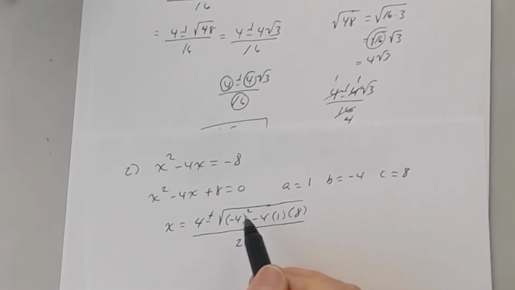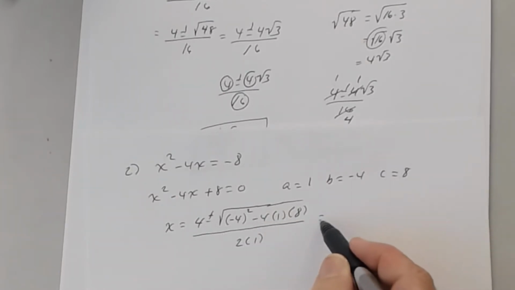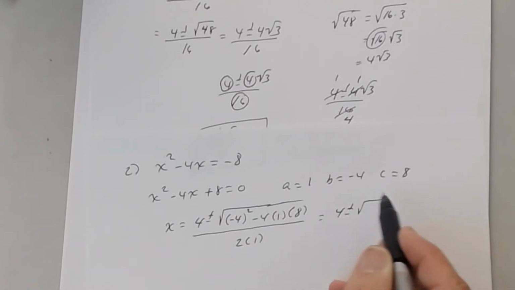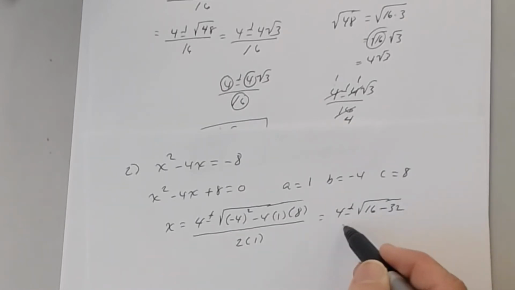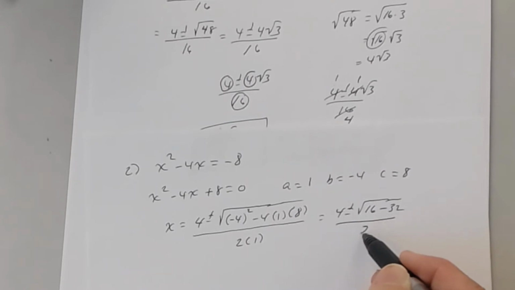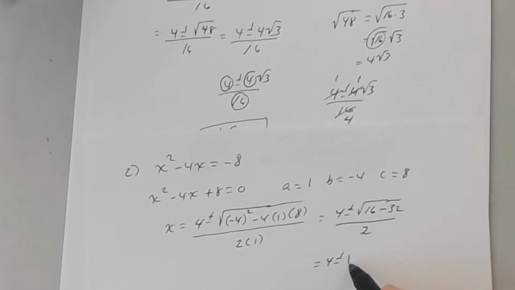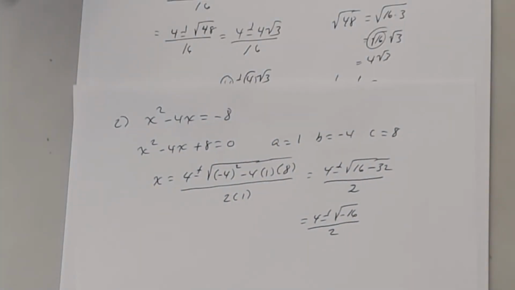So let's go ahead and simplify the discriminant, the radicand. So I get 4 plus or minus the square root of, what's -4 squared? 16. What's the -4 times 1 times 8? -32. All divided by 2. And then we simplify the radicand even further. What's 16 minus 32? What is it? -16 all over 2. All right, so that's what I have.